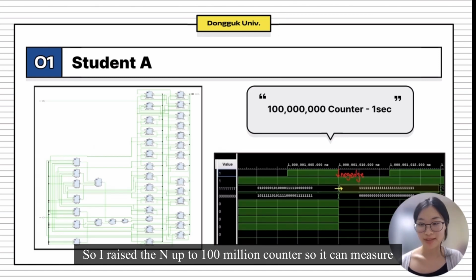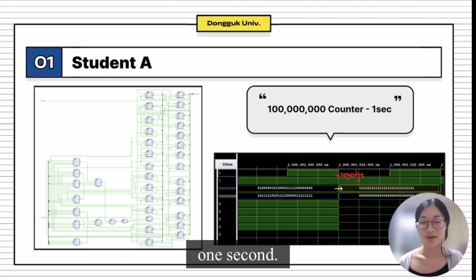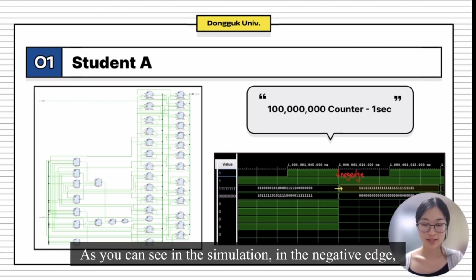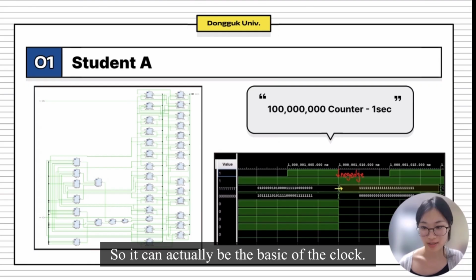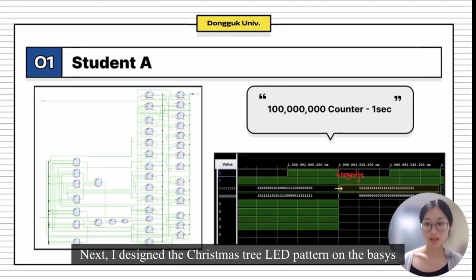So I raised the N up to a 100 million counter so it can measure 1 second. As you can see in the simulation, at the negative edge, it will restart another period for 1 second. So it can actually be the basis of the clock.